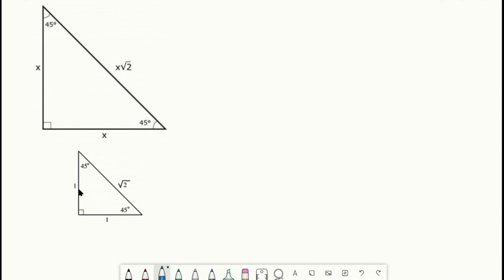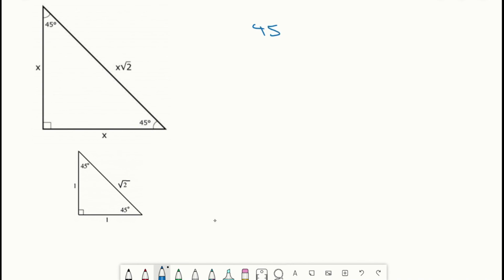Now, of particular interest to us will be an isosceles right triangle with legs of length 1, because then the hypotenuse is just going to be square root of 2 times 1, which is just square root of 2. So 1, 1, square root of 2 will be the measurements for the reference 45, 45, 90 triangle.